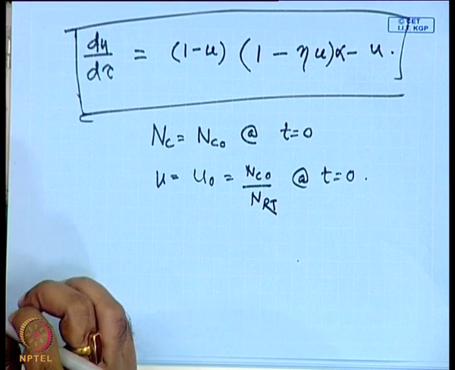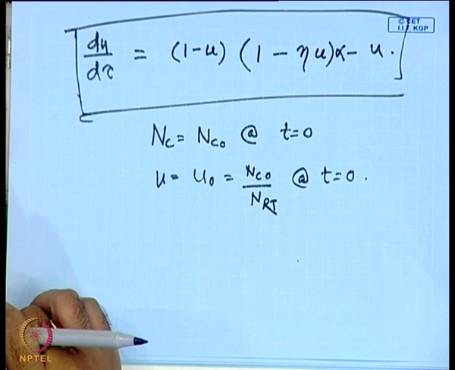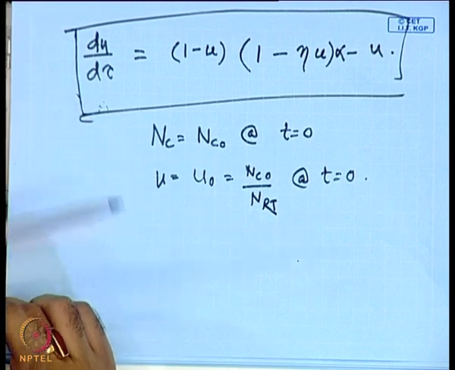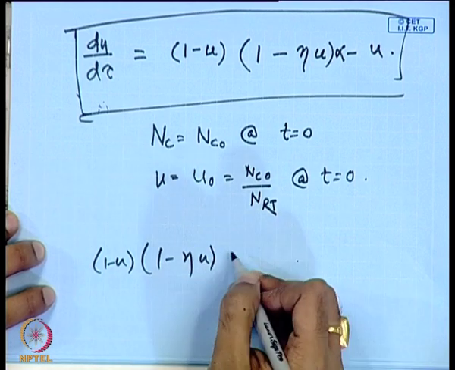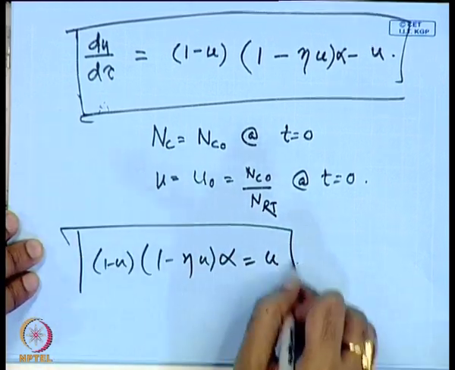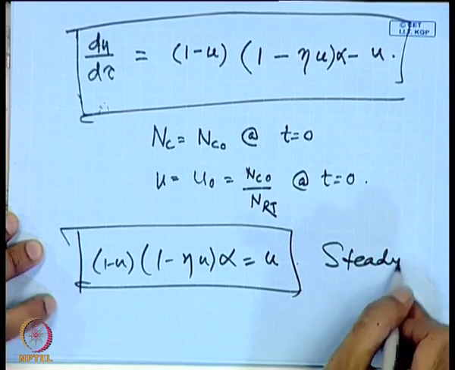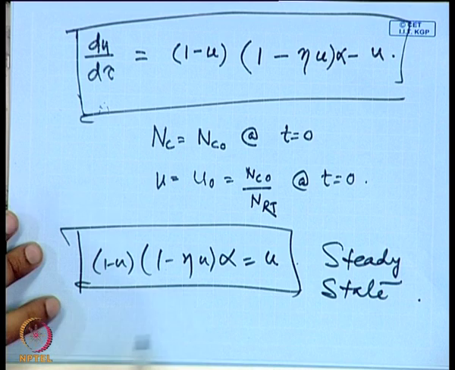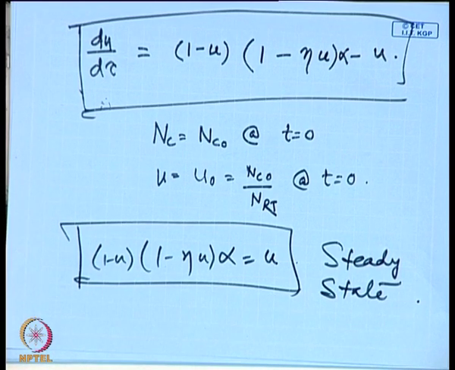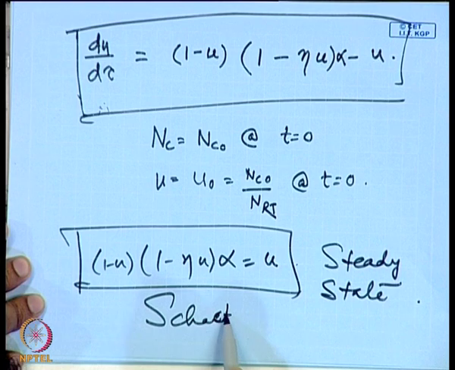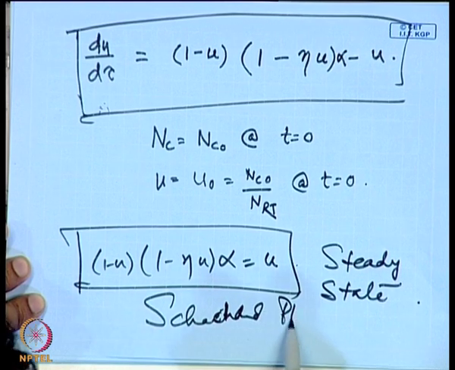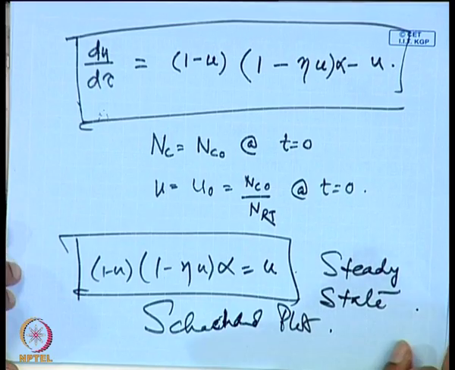Before we do that, we are going to do something a little clever, which is the steady state solution of this. So, this thing that you have over here, we will look at the steady state. The steady state is simply 1 minus eta u alpha equals u. Fine. So, why are we looking at the steady state? So that we can do the sketched plot.